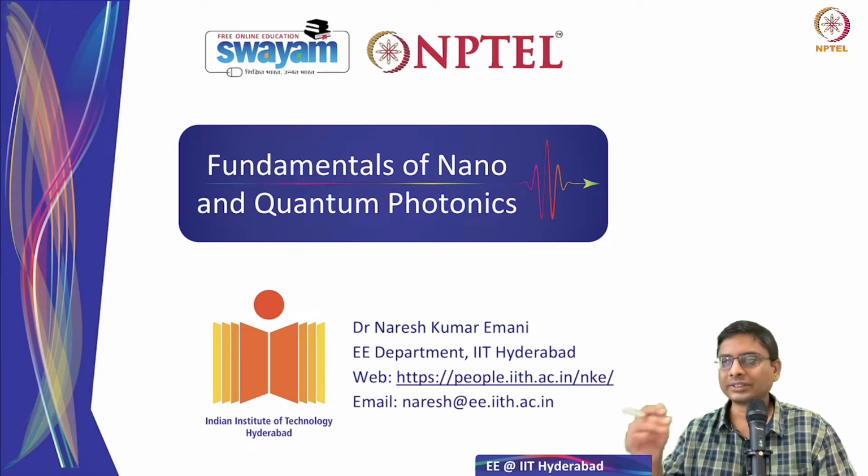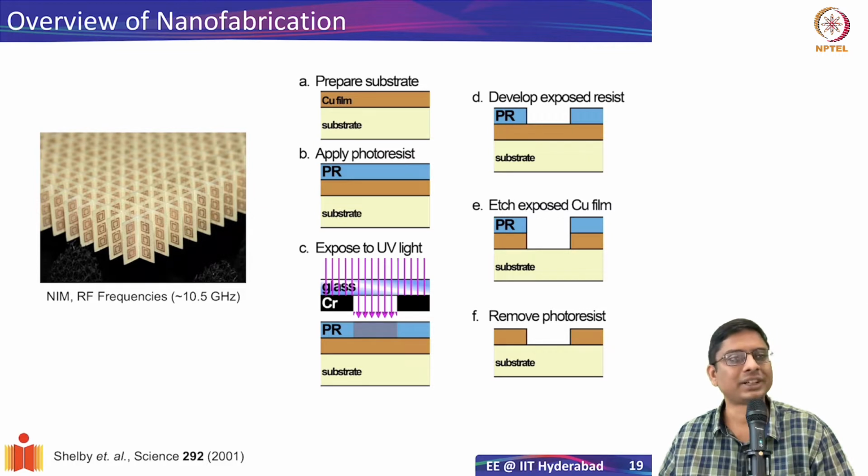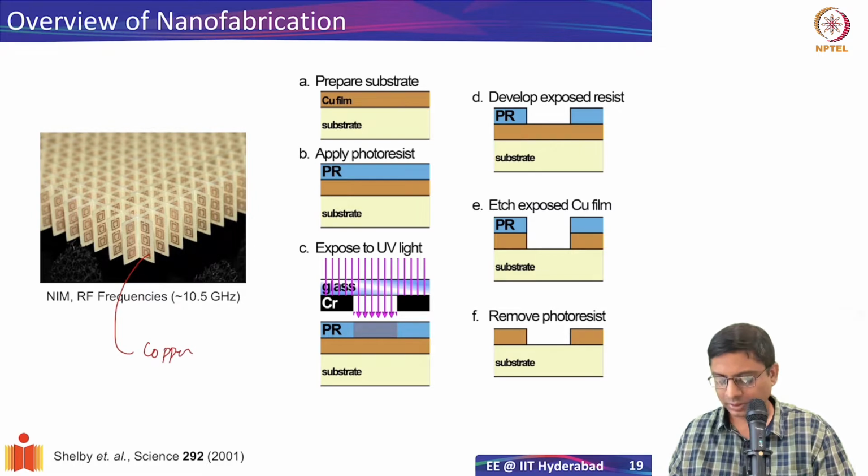Okay, so in this direction, let's say we have shown this first negative index material that was created. I told you that this was fabricated in 2001, and it consisted of these split ring resonators, and we told you that there are these metals which are copper, right? The split ring resonator is essentially copper here. Copper. Split ring resonators, SRRs. How do we fabricate these structures?